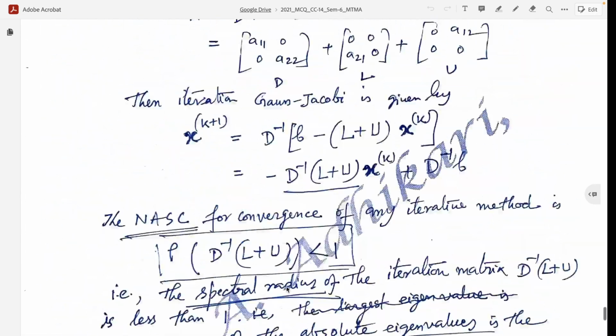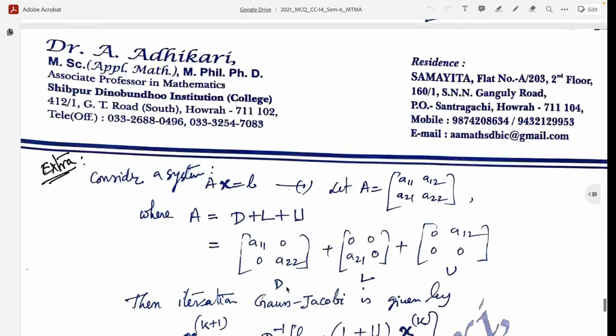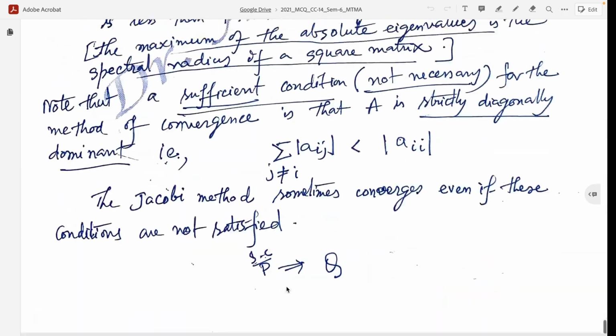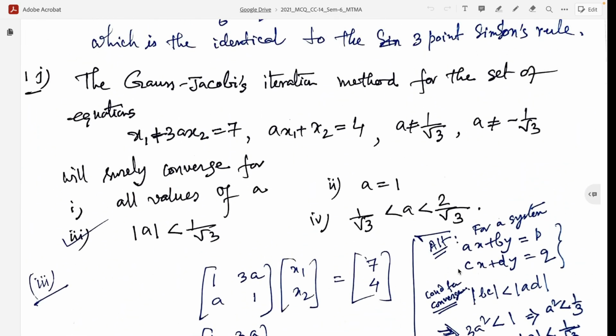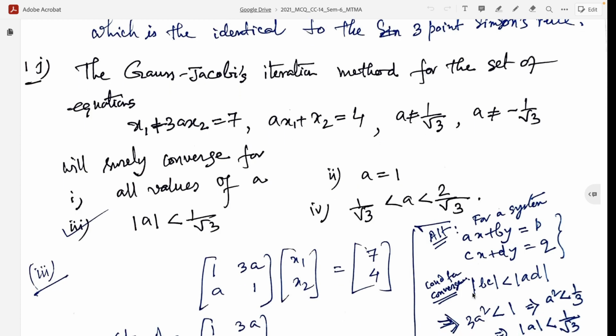And so we can use this theorem for simplification in application to this problem, since the sufficient condition is given by this, and this completes this MCQ 2021 CC 14.